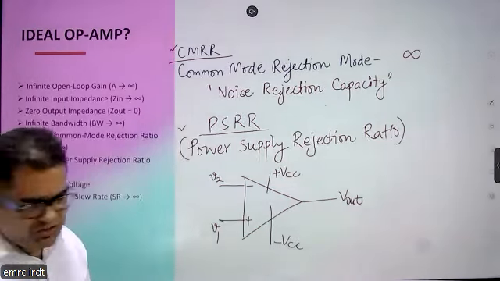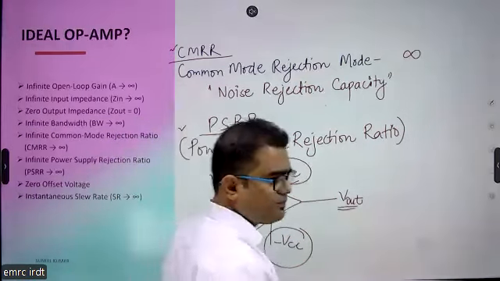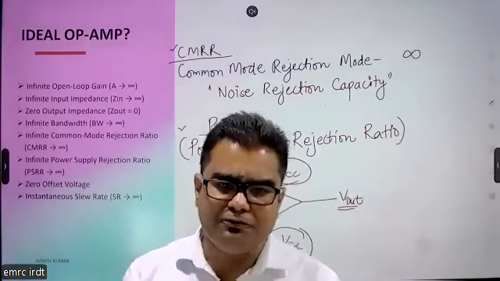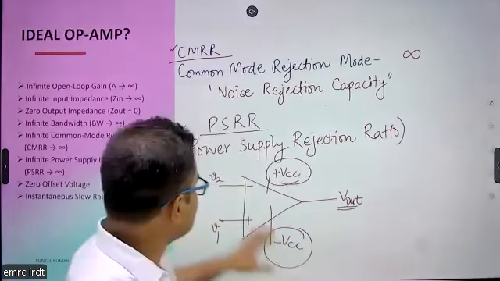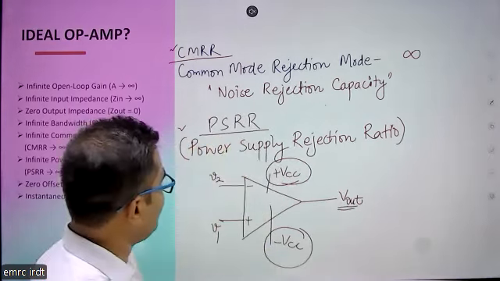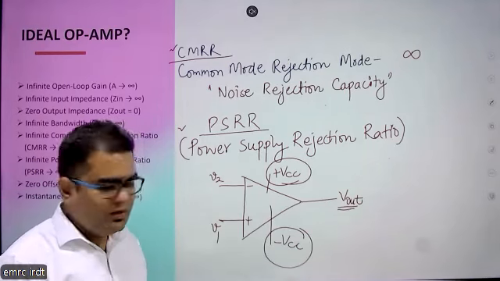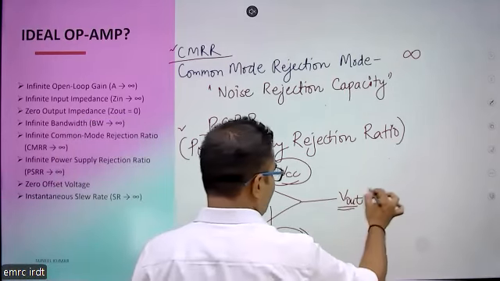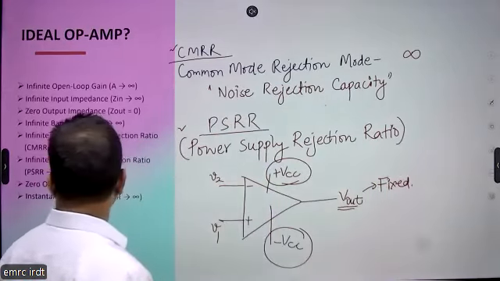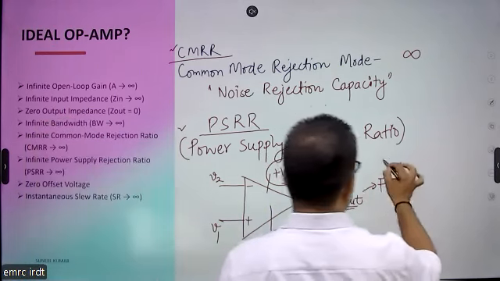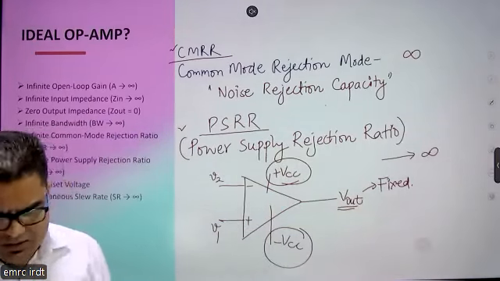If there is any change in these supplies, then the output should not change. If there is any increase in the DC supply value, the output should be fixed. This is represented by PSRR, the power supply rejection ratio. If we increase the value of the DC supply, the output should not change. This must be a fixed value. So this is the PSRR, and ideally the value should be infinite.